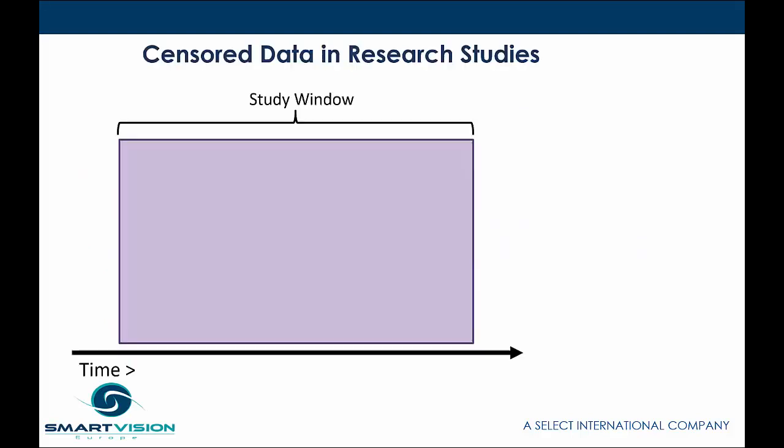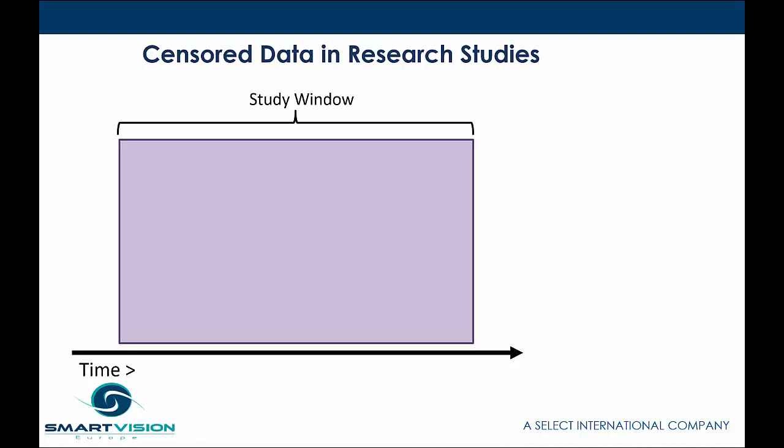Let's have a look at a little graphic here. Let's say we're conducting a study and we're looking at a particular illness and whether or not a patient succumbs to that illness over a period of time. We have a study window. The study window might be 6 months in time, or it might be 2 years.